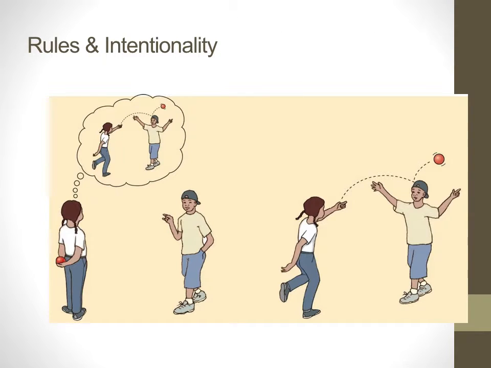So, before we get started on rules and intentionality, I want to set the foundation by giving you the definition of moral development. So, moral development is the process of learning to distinguish between right and wrong in accordance to cultural values. So, the emphasis is on cultural values. And later, I'm going to introduce two types of rules to you and see for yourself how that fits in with this definition of moral development.